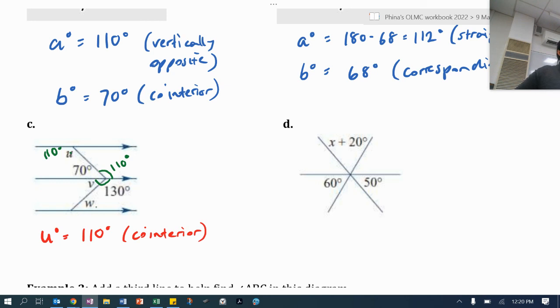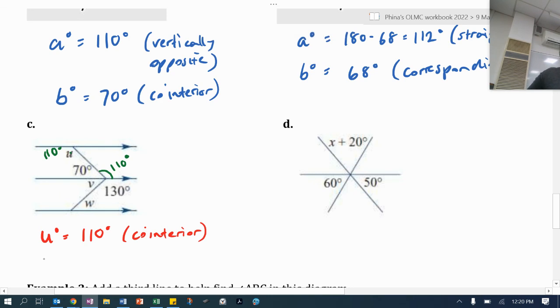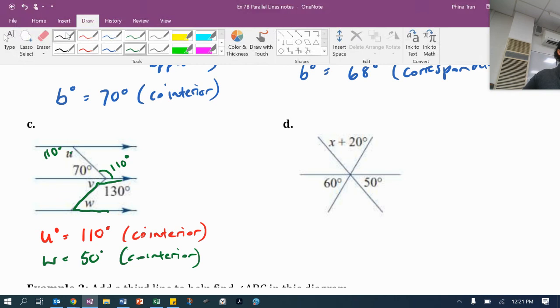Do you just do W? You can do W first. So you could work out W. So W is going to be what? Because that's also co-interior there. So what will W be? 50, yeah. So there's another co-interior. And because you know what W is, what's the relationship with W and V?